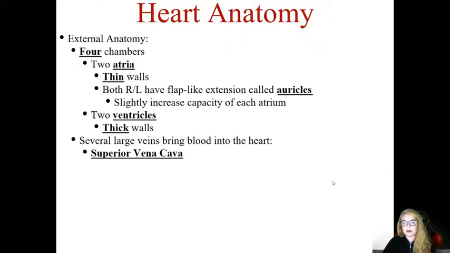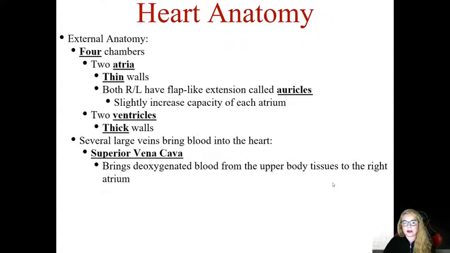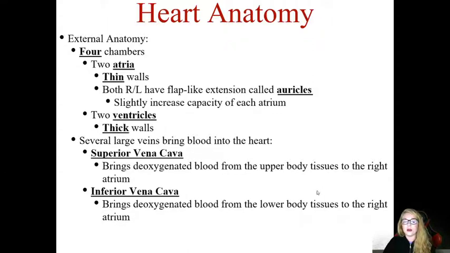And additionally, we also have the inferior vena cava. And the inferior vena cava brings deoxygenated blood from the opposite direction. Instead of from the upper body tissues, the inferior vena cava brings the deoxygenated blood from the lower body tissues into the right atrium. All right, and so we will be talking more at the end of this video about the flow of blood through the heart, but you can see here that both the superior and inferior vena cava dump their deoxygenated blood into the right atrium.